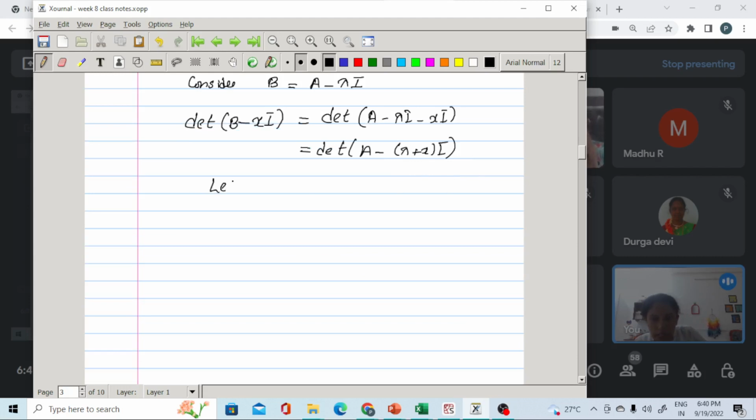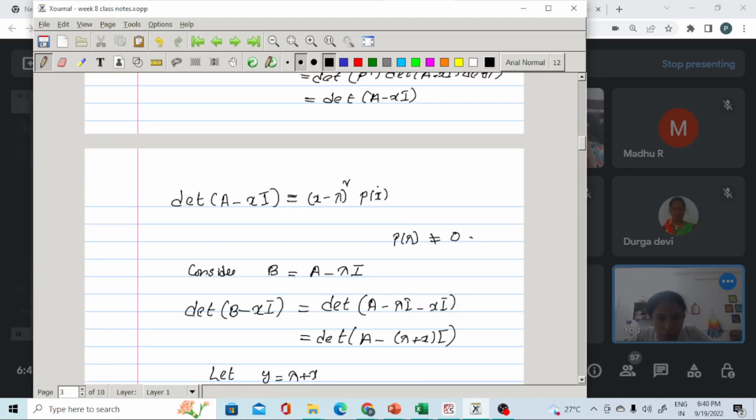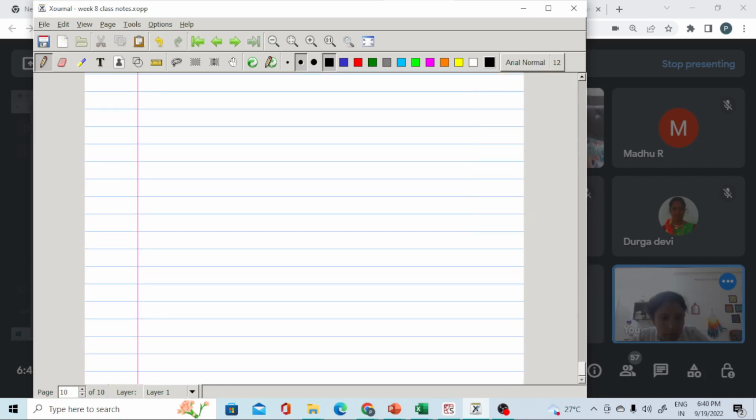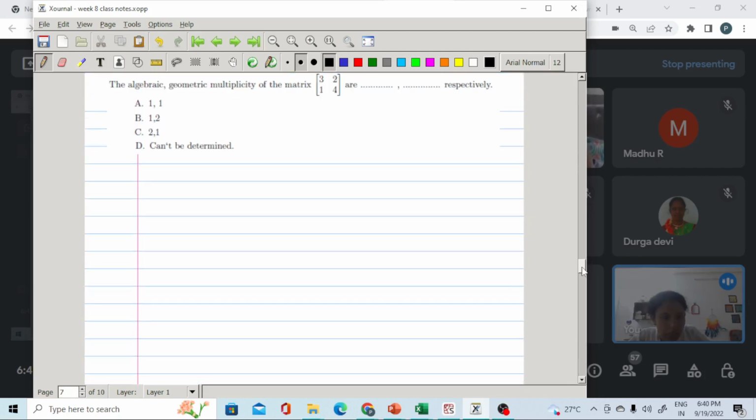Let y equal lambda plus x. Instead of lambda plus x, I am writing y. So the determinant of B minus xI equals the determinant of A minus yI. We have that the determinant of A minus xI is (x minus lambda) to the power r times p of x. Any doubt in between?